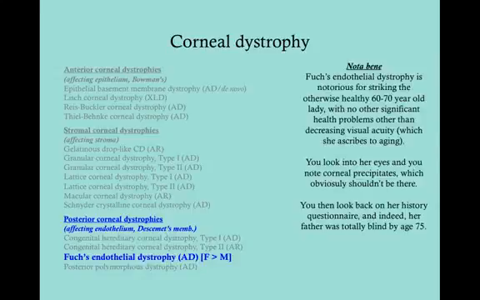Very important to look in the patient's eyes. Don't always say, oh, you're an old person, it must be presbyopia, maybe your lens is getting stiff. Look into the eyes. You know, corneal precipitates, obviously those shouldn't be there. And then you look back on her history questionnaire, and indeed her father was totally blind by age 75. And this is an autosomal dominant disorder, meaning that if a parent has it, you have a 50-50 chance of getting it.